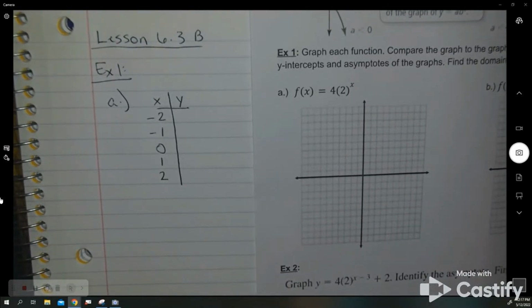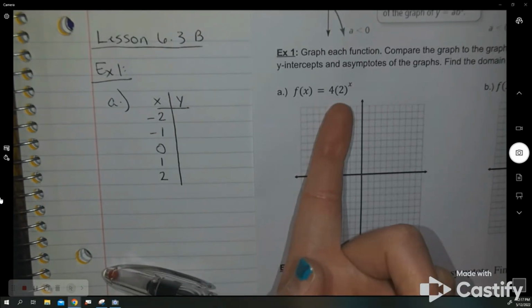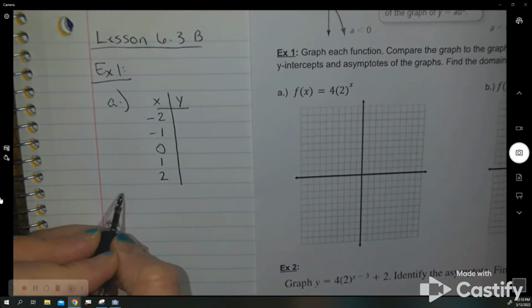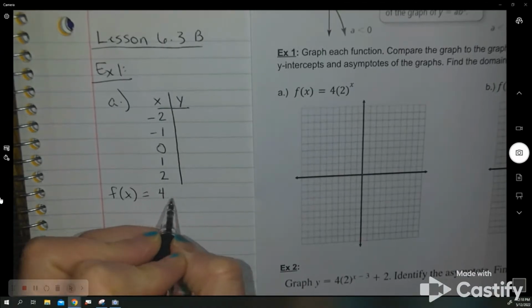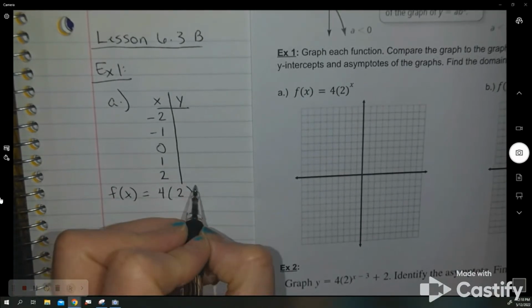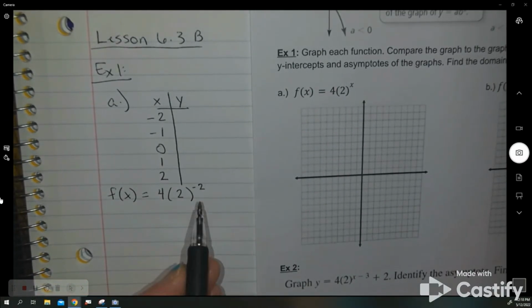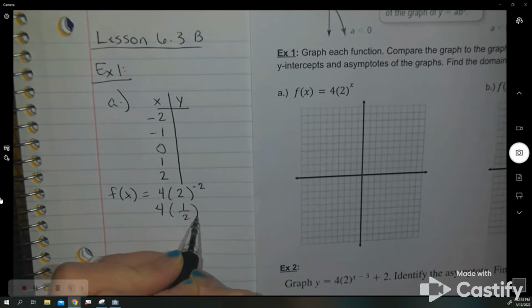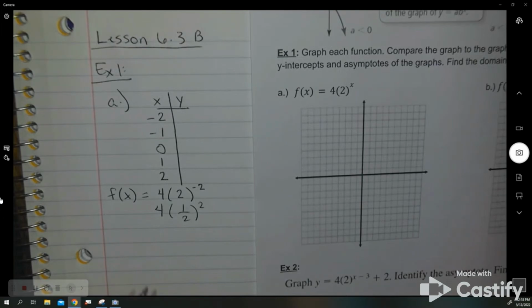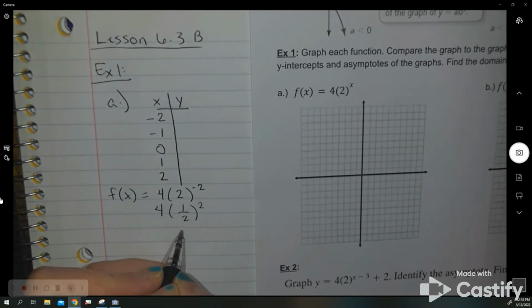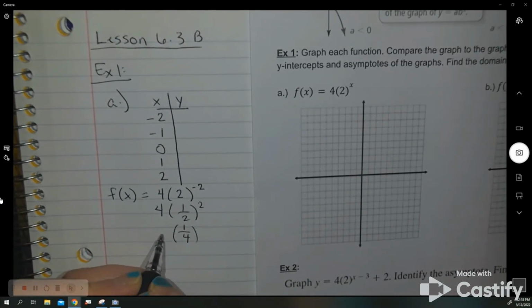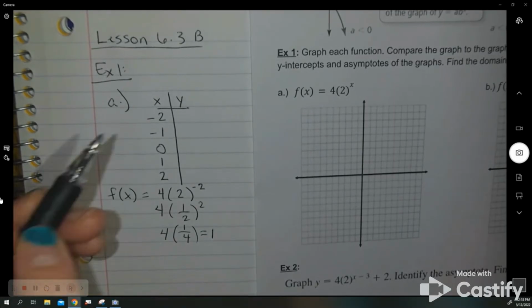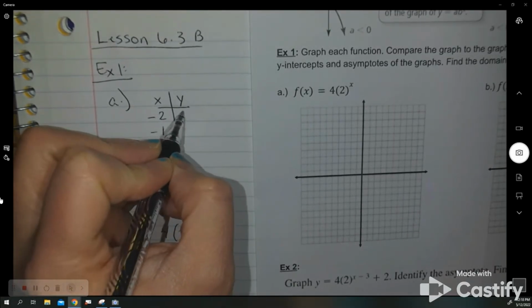In order to get the y values for these x's, I have to plug them into the equation we're given: f of x equals 4 times 2 to the x power. In this case, we're going to have 2 to the negative 2 power. And remember, when we have a negative exponent, we flip the fraction. So this was 2 over 1, now it becomes 1 over 2. Then we raise it to the power of positive 2. So 1/2 to the power of 2 is 1/4, because 1/2 times 1/2 is 1/4. 1/4 times 4 is 1 whole. So next to this negative 2 plugged in for x, we got 1 whole.